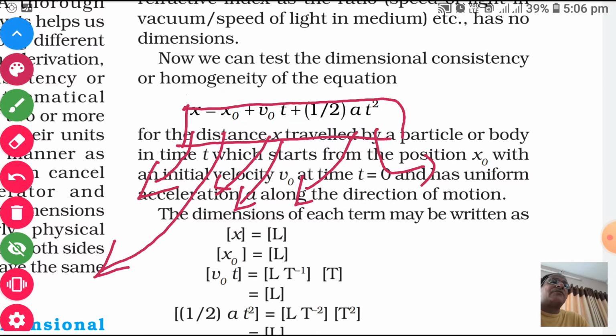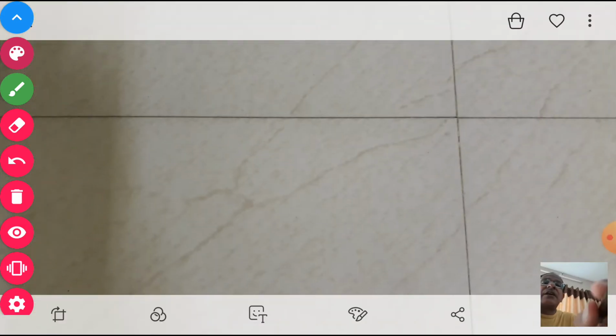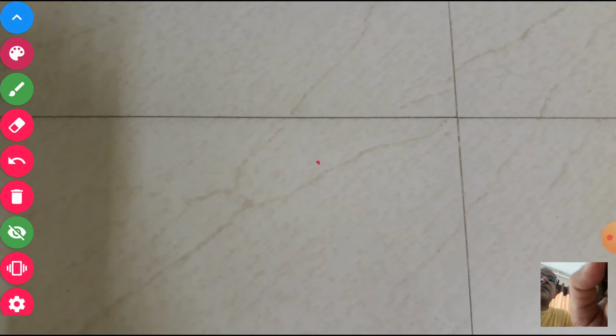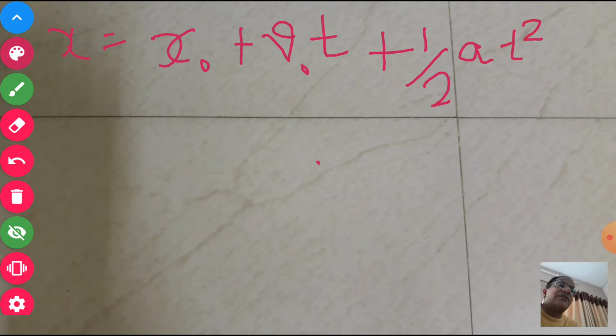Now let us try to solve this. Say for example you have this equation: x is equal to x0 plus v0t plus 1 half a t square. This is the equation which is given to you. Now this x is the distance traveled, and distance traveled is measured in meter.